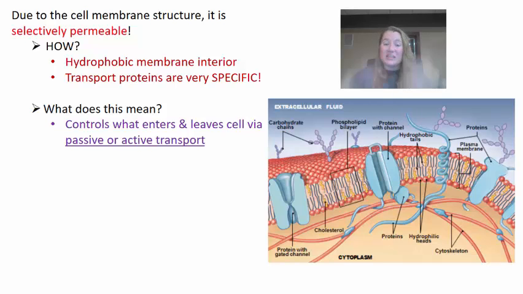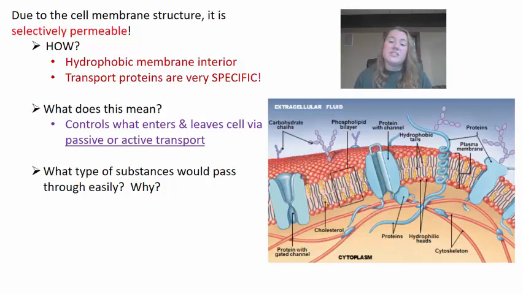So what does this mean? Well, it means that the cell membrane with these two pieces together really controls what can come in and out of the cell, and it does that through what's called active transport and passive transport. And we'll have whole videos that are talking about just those two topics.